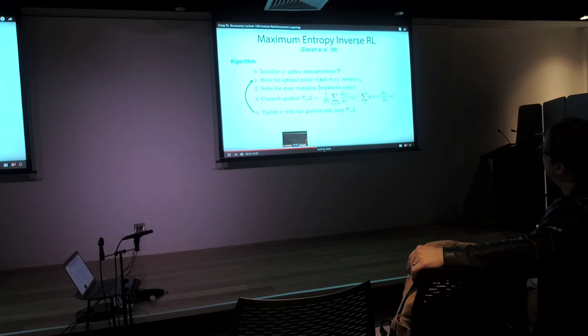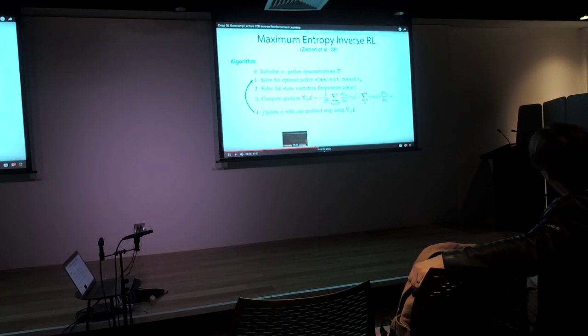And that's it. Note that you have to solve for the optimal policy within the inner loop of this reward optimization and solve for the state visitation frequencies. So this algorithm is really only applicable in settings where you know the dynamics, and you're in a low dimensional enough state space and action space in order to compute the optimal policy and compute the state visitation frequencies at every iteration.